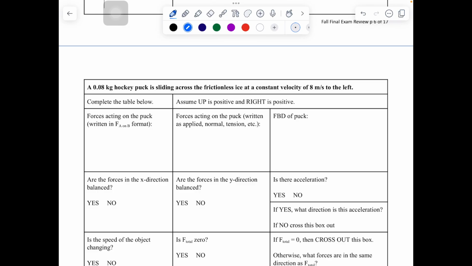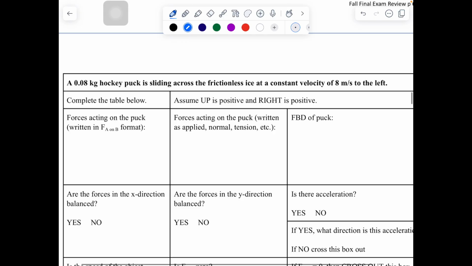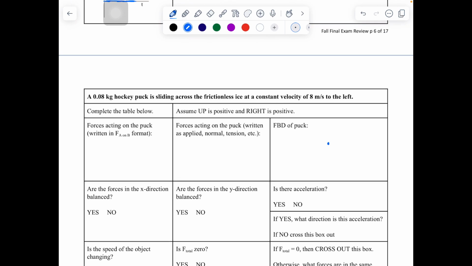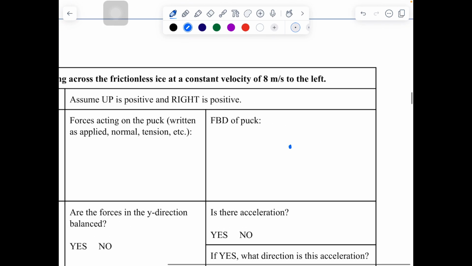Alright, let's do this again. Forces on the puck. I'm going to start with the free body diagram. It is frictionless, that's important to know. There is gravity. 99% of the time, there will be gravity.